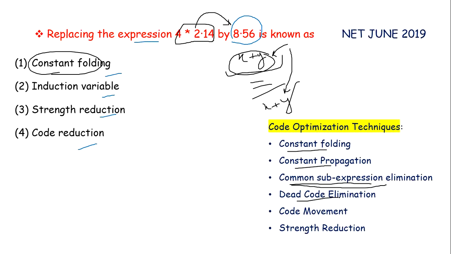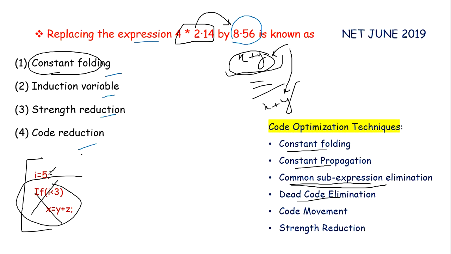Next is dead code elimination. Code which is unreachable or never executed is eliminated. For example, this is our code. I equals 5. If I is less than 3, x equals y plus z. Now we already know that the value of I is 5. So I less than 3 will always be false. So this is our dead code, or the code which will never be executed. So we will remove this code, and after removing we are only left with I equals 5. This is dead code elimination.